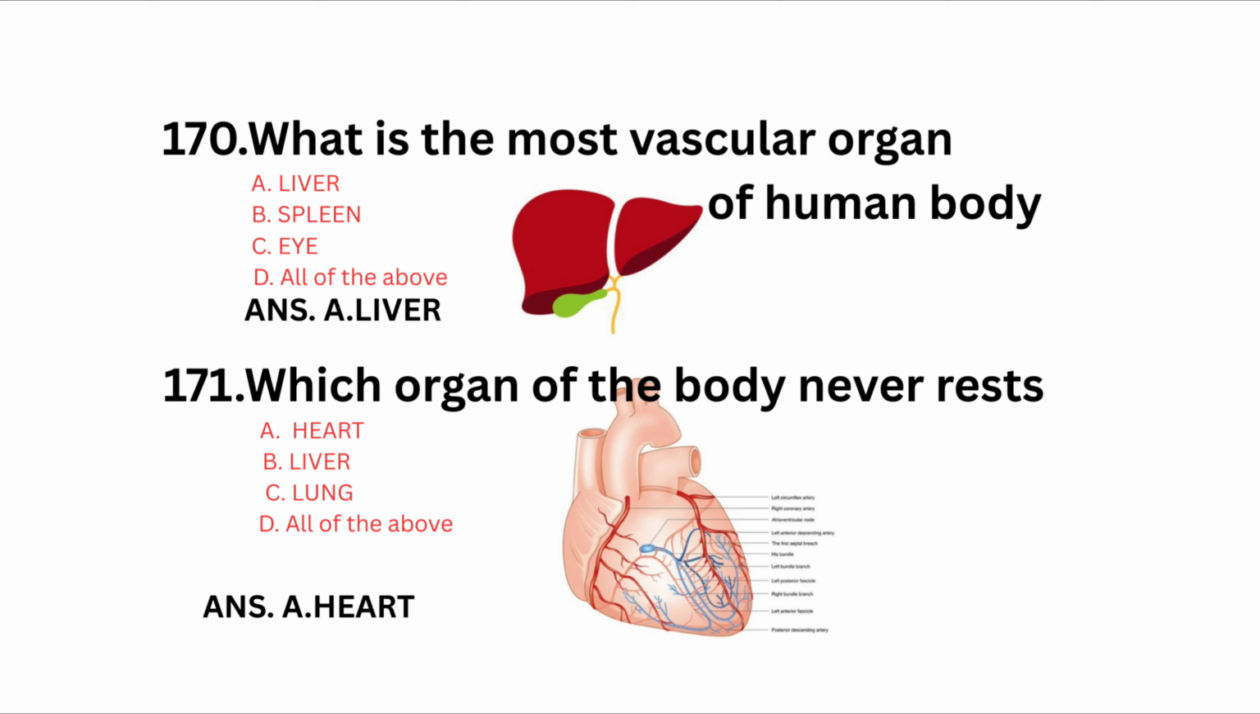171. Which organ of the body never rests? A, heart, B, liver, C, lung, D, all of the above. Answer is the heart. Of course, if the heart rests, then you know what the result is. The heart is the only muscle which never rests till death. It just keeps on working.